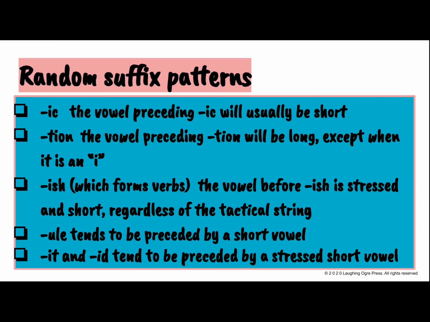And here I'm talking about the tion. Another reason why I like to teach tion is a rule: the vowel before tion is going to be long, except for when it's an I, and then it's short. And ish, the vowel before ish is stressed and short. ule tends to be preceded by a short vowel. it and id tend to be preceded by a stressed short vowel.